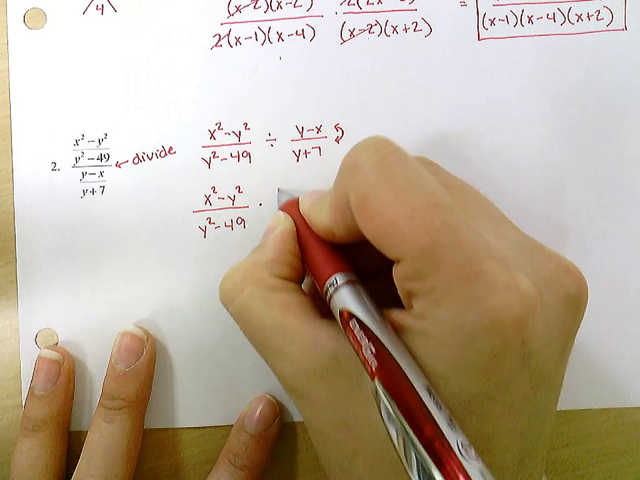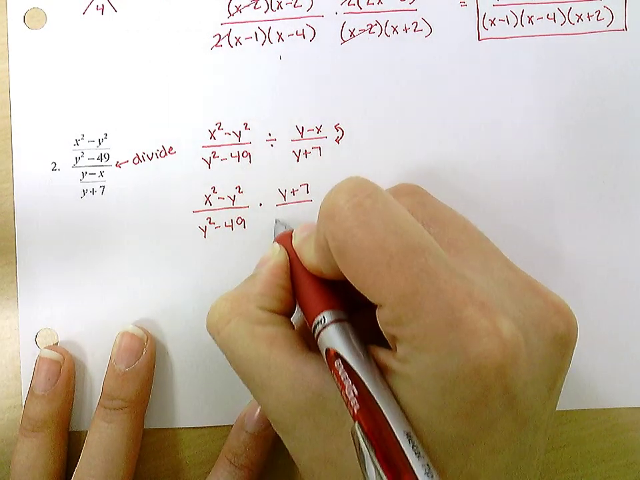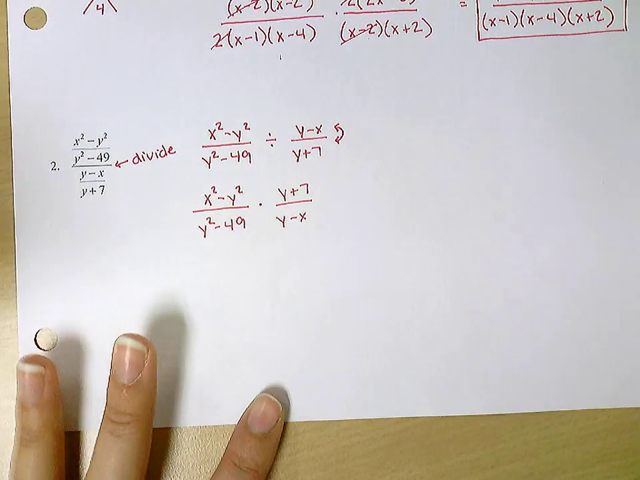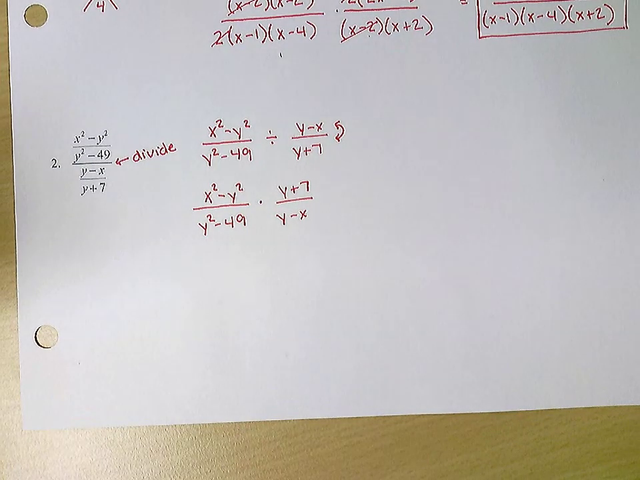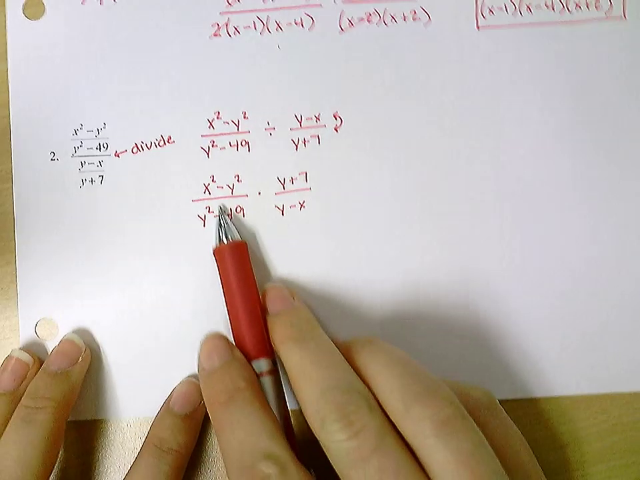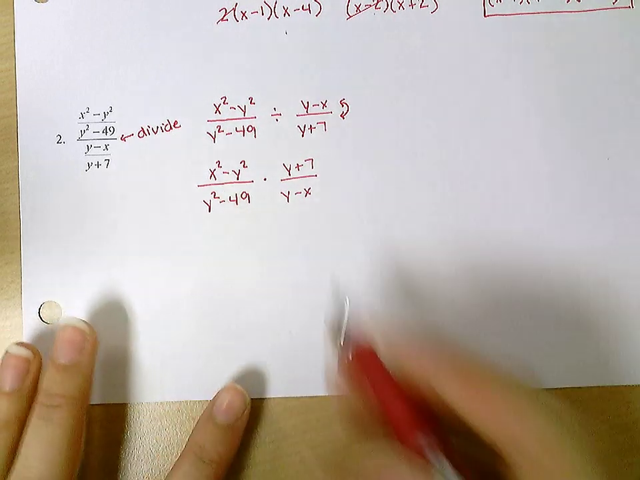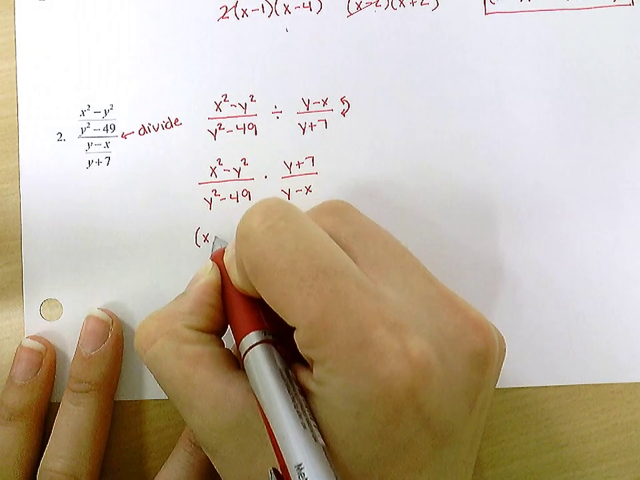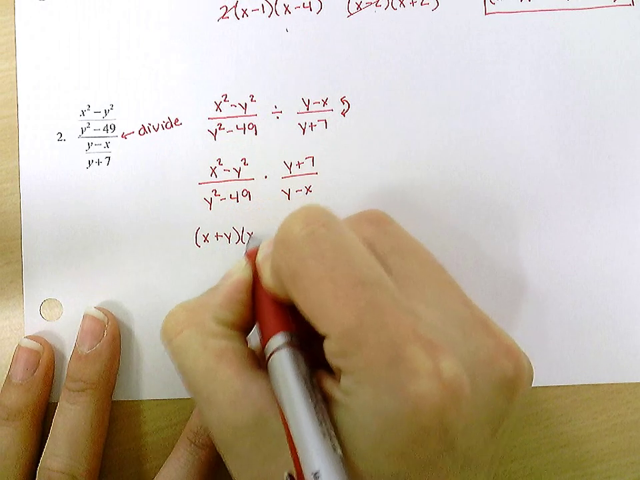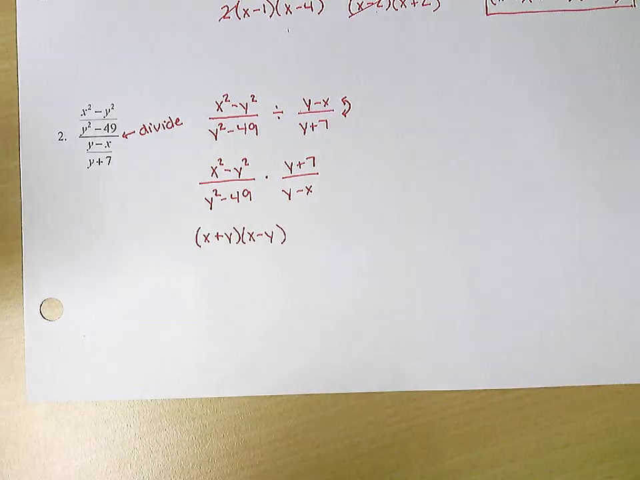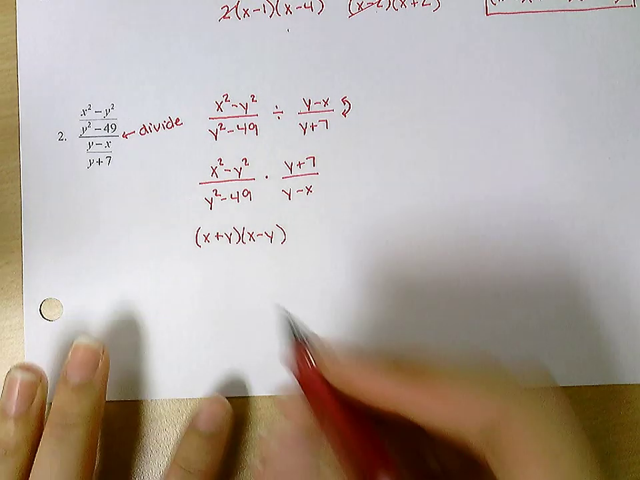So multiply by that reciprocal. And then from here, this is where I can factor so that I can simplify. So yes, Kason keeps telling me how to factor this one. So you do factor this into x plus y and x minus y. Those are a difference of squares. Okay, it is a difference of squares, so I factor it into plus and minus.